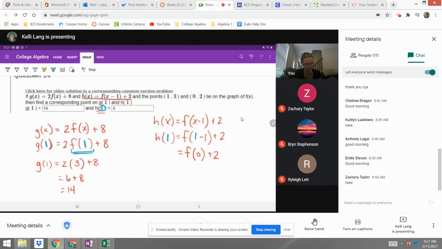So let's find some information. We're looking for f of 0. Well, we're told that the point (0, 2) lies on the graph of f. So that tells us that f of 0 equals 2. When I plug in this x value, I get out this y value. That's what a point is, (x, y). So f of 0 is positive 2. So that's where we get 2 plus 2, which gives us 4.